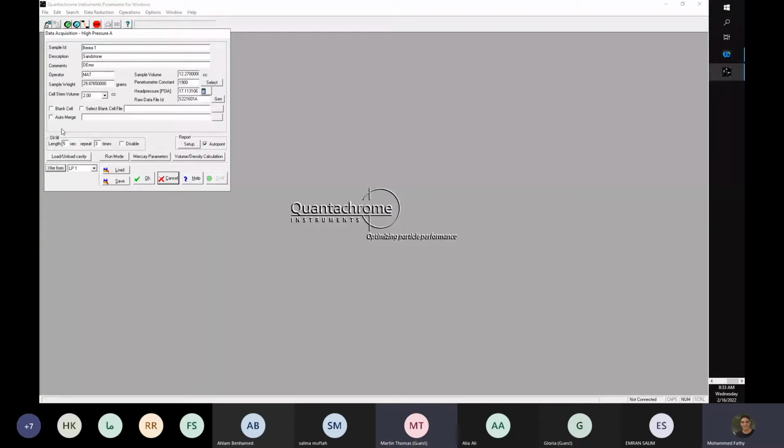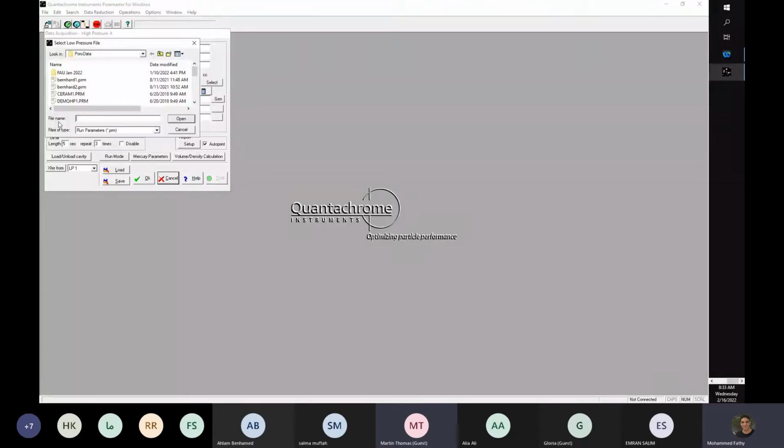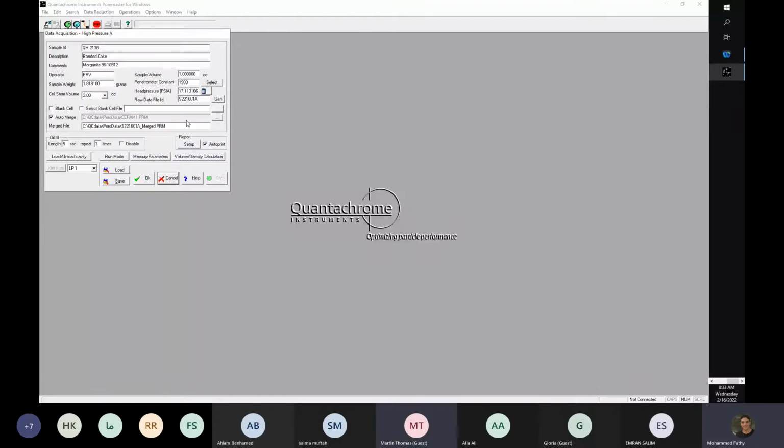Ultimately, what I would want to do is to merge the low pressure data and the high pressure data. If the low pressure data includes some useful pore size information, I want to merge that with the high pressure data, and in which case I would choose to merge the data and choose the appropriate low pressure data. Okay, so now it's going to fill in that information. Okay, you see how it pulled in some different information. Okay, I set it back to that one.